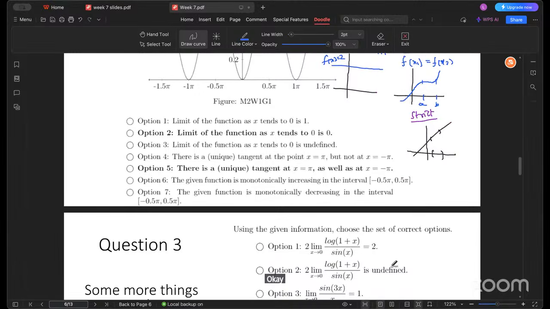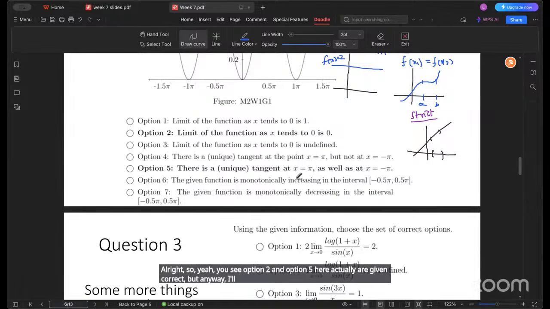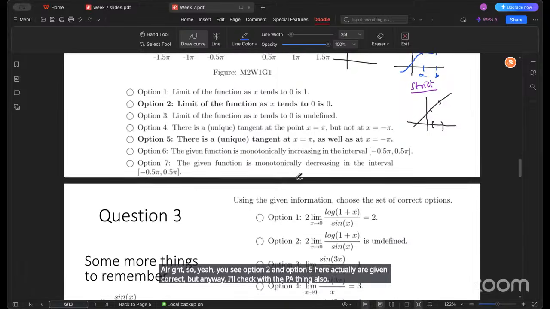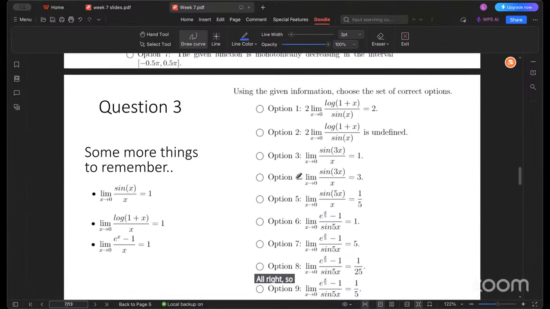Yes, all right. So you see option 2 and option 5 here are actually given correct. But anyway, I'll check with the PA thing also. All right, so moving to the next question.